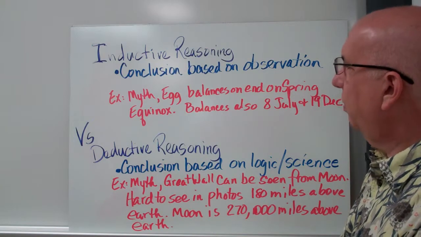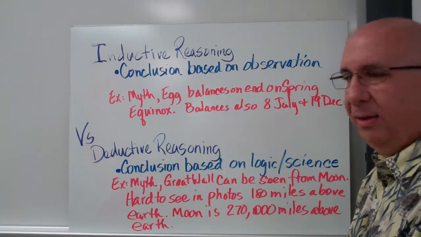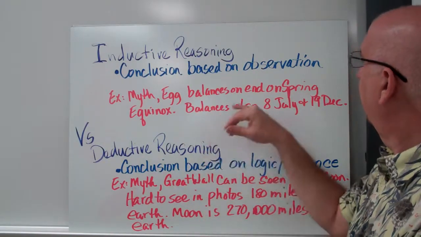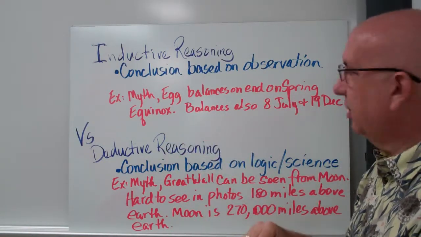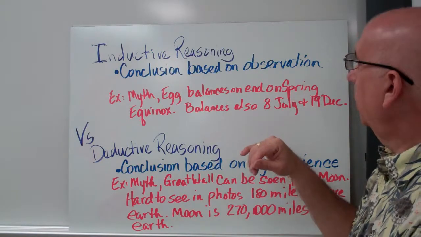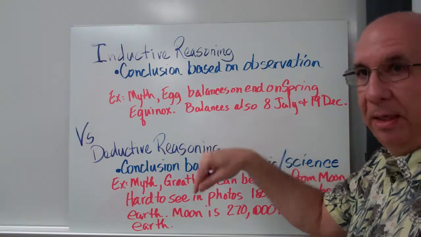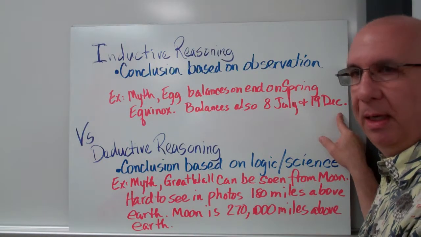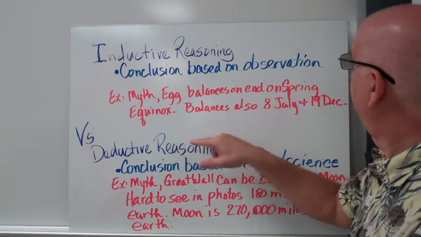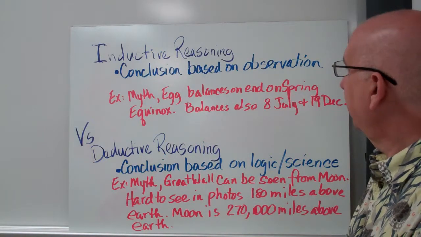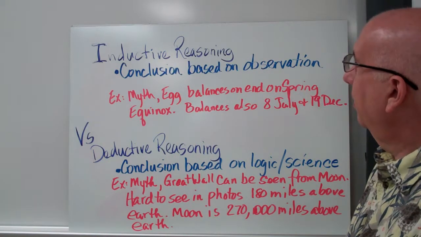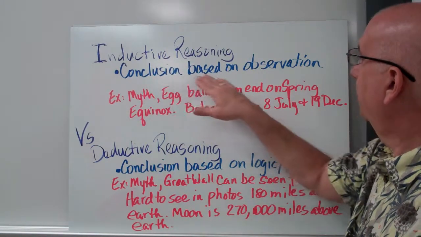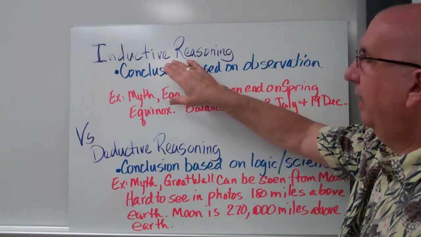An example of this would be you have the myth that an egg will balance on its end on the spring equinox. However, you observe that it balances on its end on July the 8th and the 19th of December. These dates are not the spring equinox. Therefore, this myth is false. That's a conclusion based on observation. Inductive reasoning.